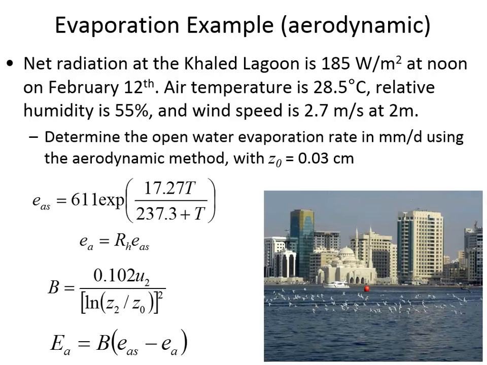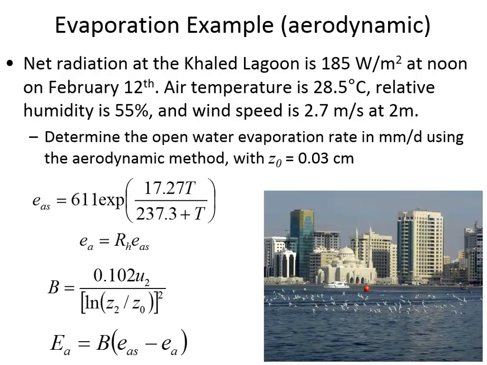$38.93 Pascal. Now we want to find E sub A, which is the ambient conditions, and we're assuming that it's a function of the relative humidity. E sub A is E sub AS times the relative humidity. So that's 38.93 pascals times 55% relative humidity. So 2141 pascals.